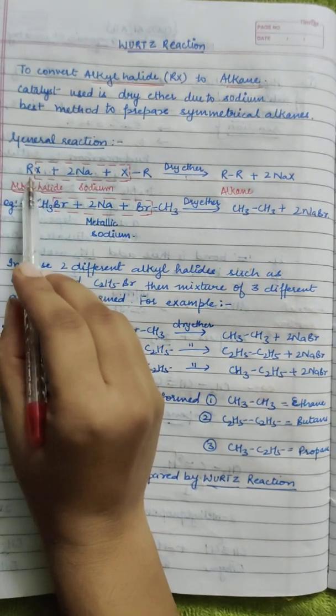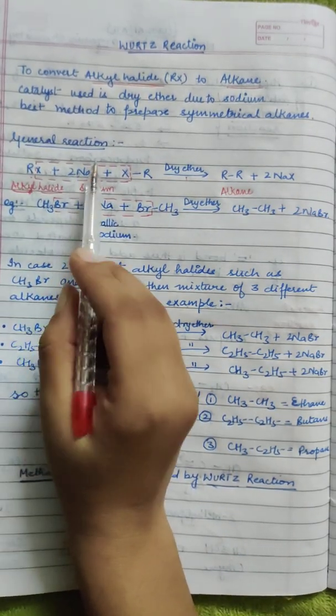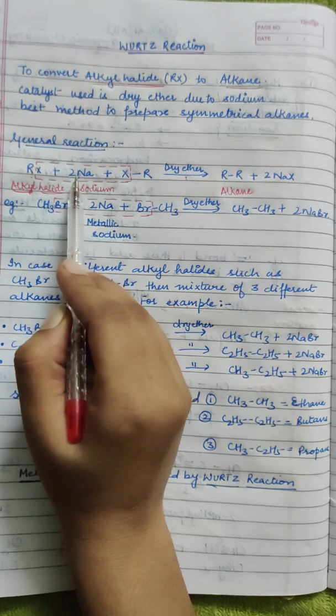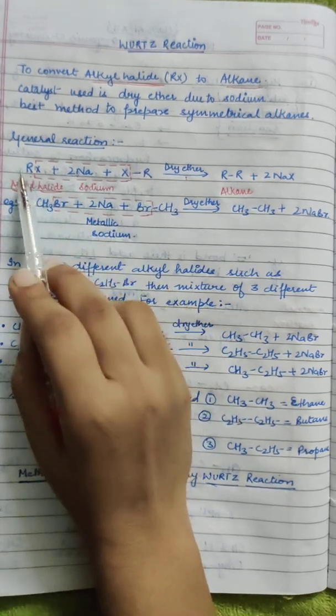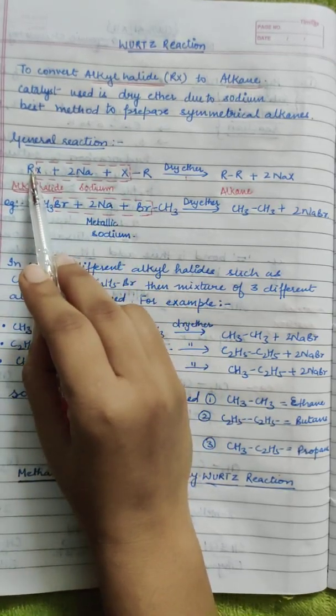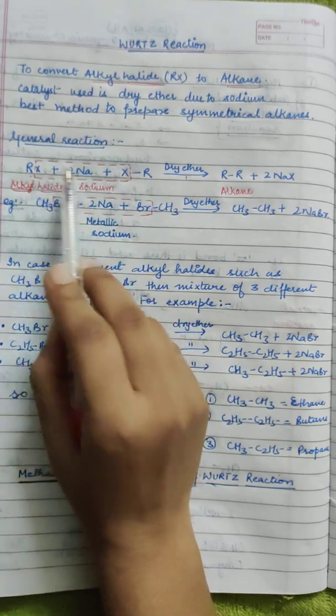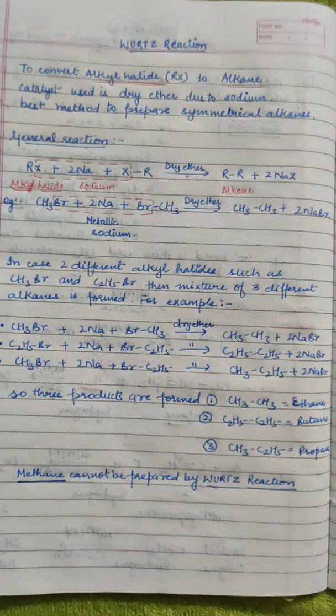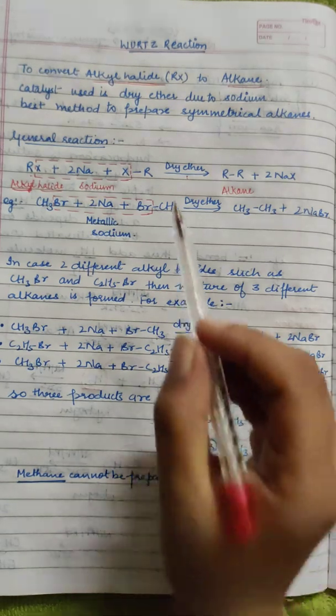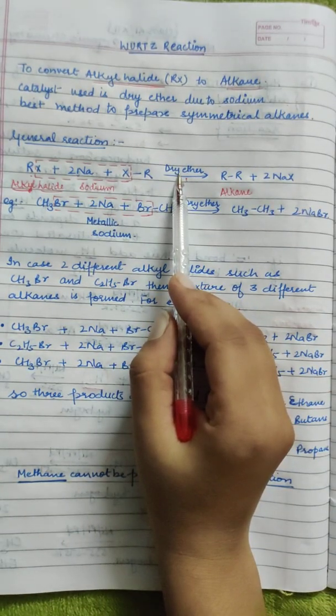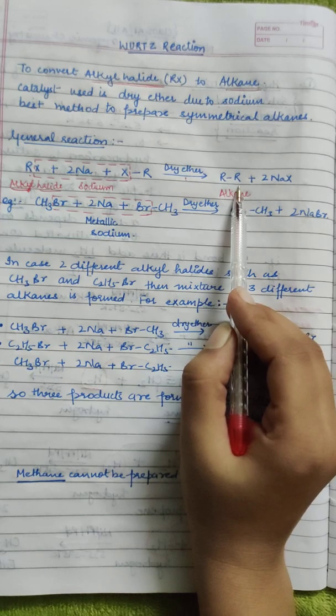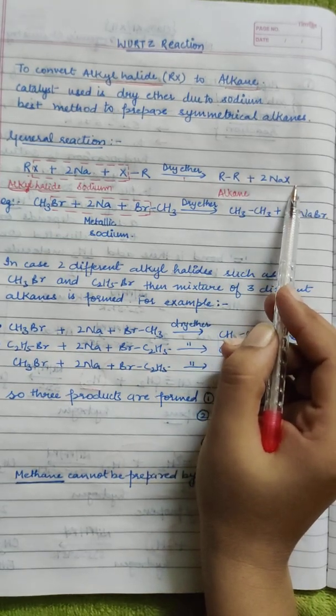So we take alkyl halide RX plus 2 moles of Na. Why have I written 2 moles of Na? Because I have taken 2 moles of RX. Okay, RX, both are the same. 2 moles of RX I have taken. That is why I have written 2 moles of Na. When it reacts in dry ether, it will form alkane and NaX will be released.